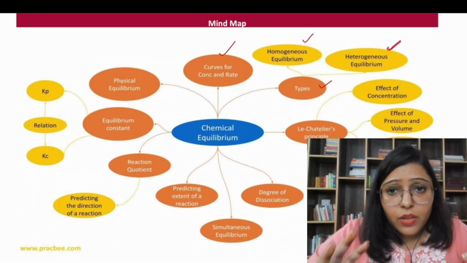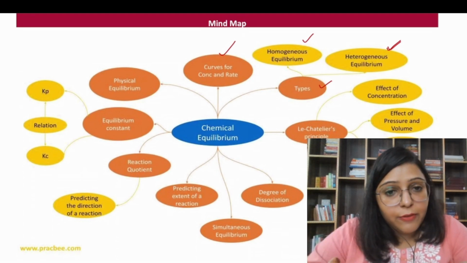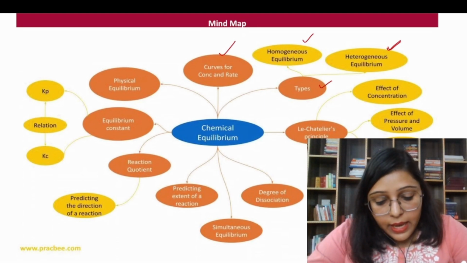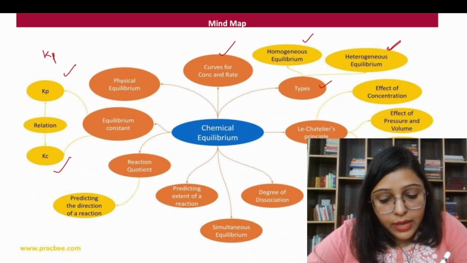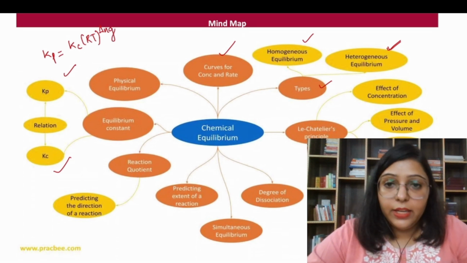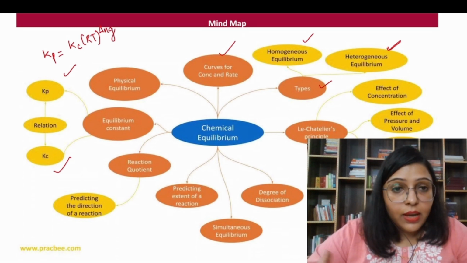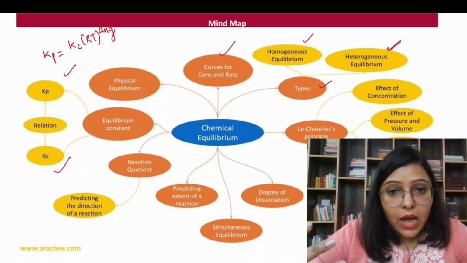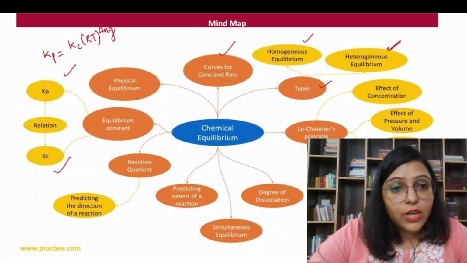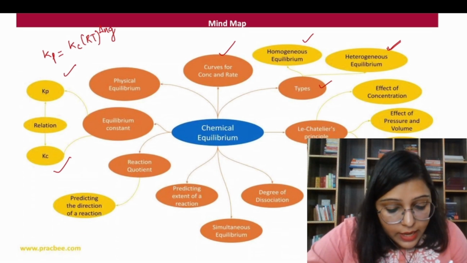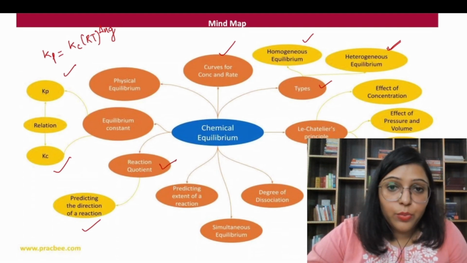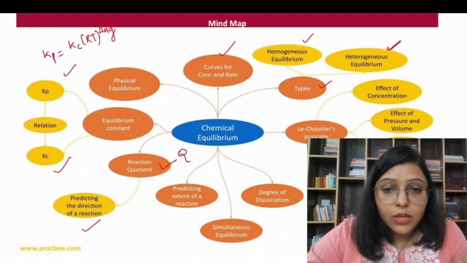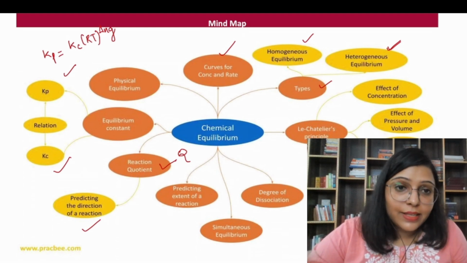Then you have to revise the equilibrium constants Kp and Kc. And what is the relationship between Kp and Kc? That is Kp is equal to Kc (RT) to the power delta Ng, right? Then we have to understand how the reaction proceeds, right? Or in which direction the reaction proceeds, or predicting the direction of a reaction. So how can we predict the direction of reaction? By reaction quotient. And what is reaction quotient? Reaction quotient is Q. Okay, predicting the extent of reaction.